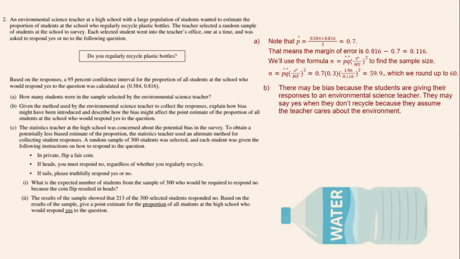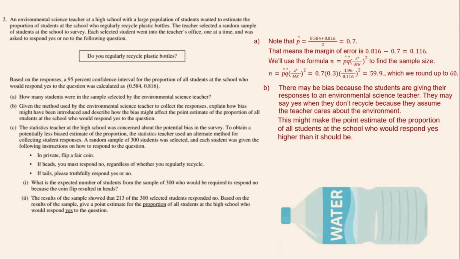There may be bias because students are giving their responses to an environmental science teacher. They may say yes when they don't recycle because they assume the teacher cares about the environment. This might make the point estimate of the proportion of all students at the school who would respond yes higher than it should be.